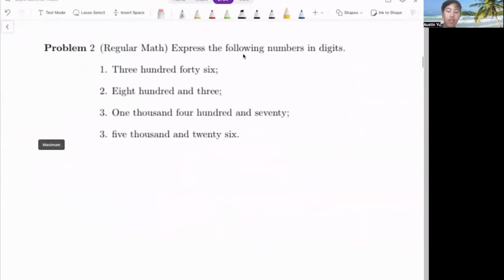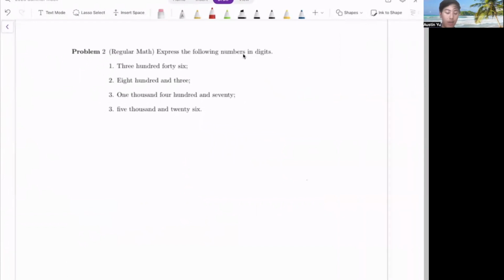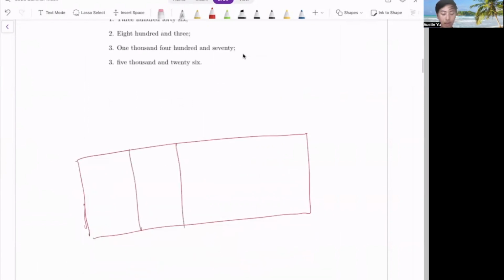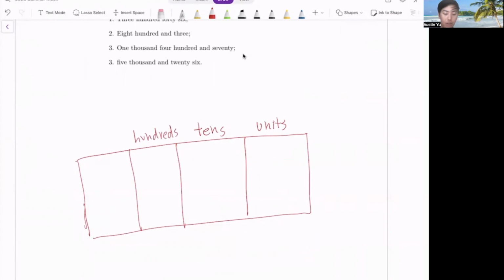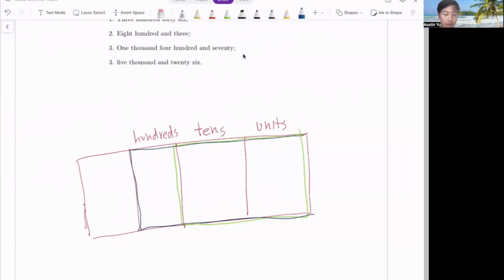Problem 2. Express the following numbers in digits. Let's make it up to 1,000. So 1,000 has 4 digits. The rightmost digit would be the units digit, with only one number, followed by the tens, which encompasses the unit digit, followed by the hundreds, which encompasses both tens and units. Let me just draw it in green. So the tens is in green, while the hundreds is in blue. And finally, the thousands, which is in black, so it encompasses everything, 4 digits.